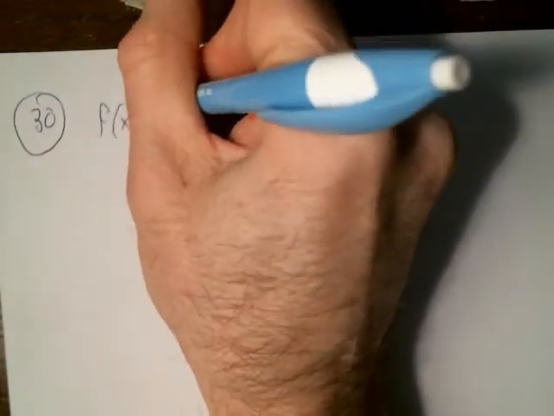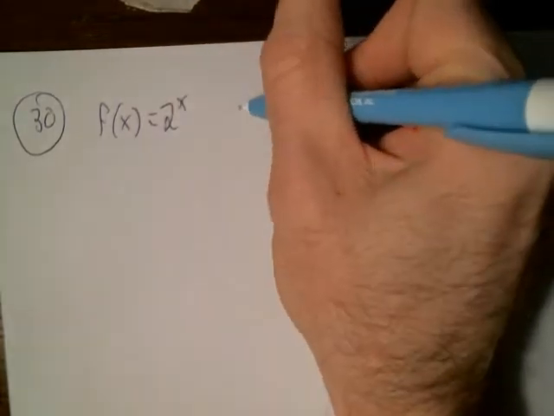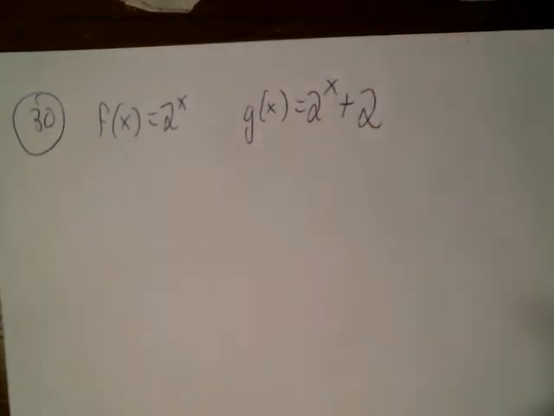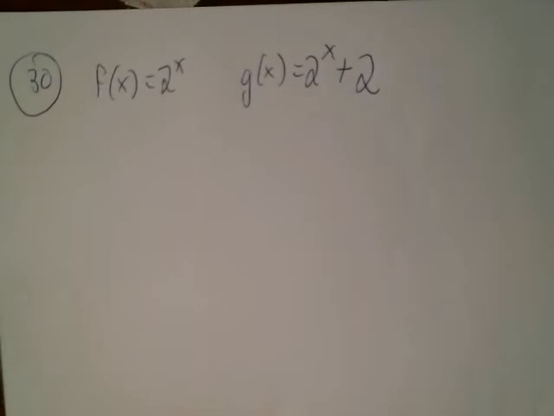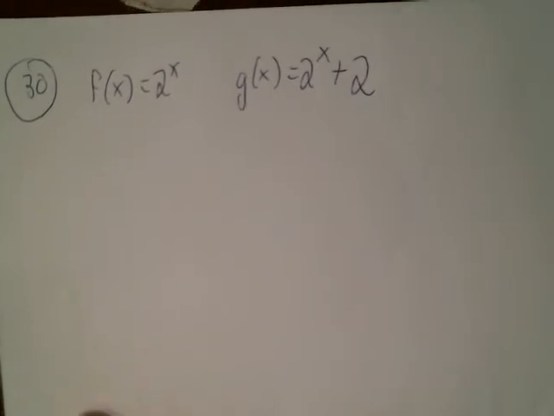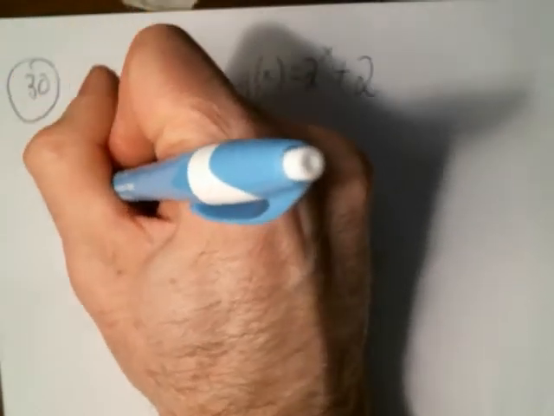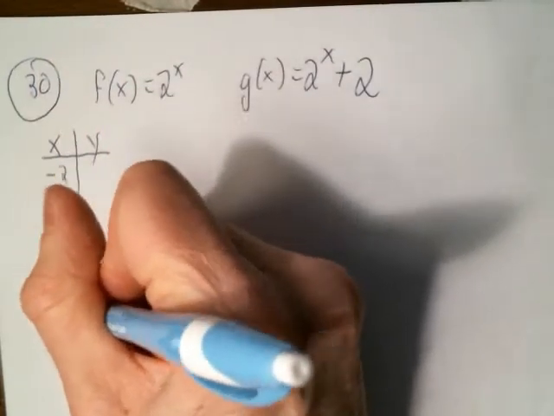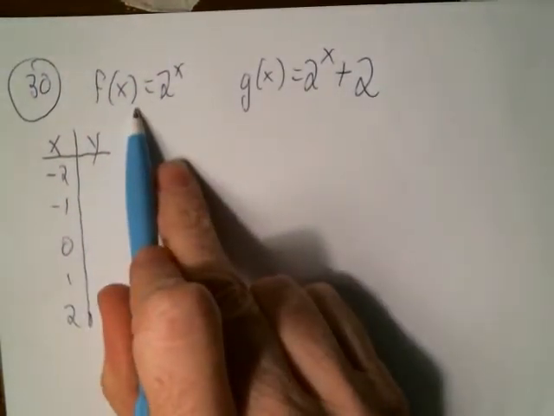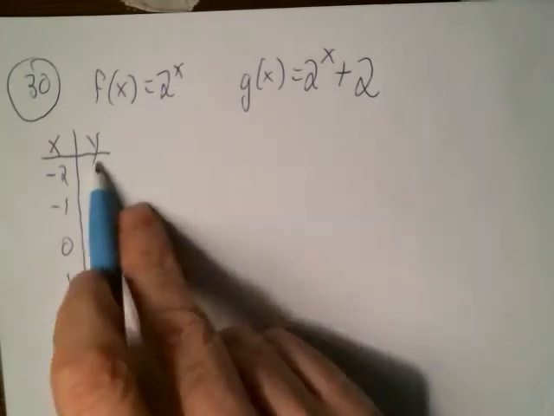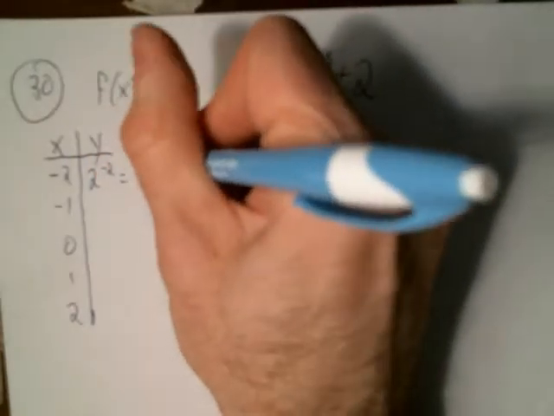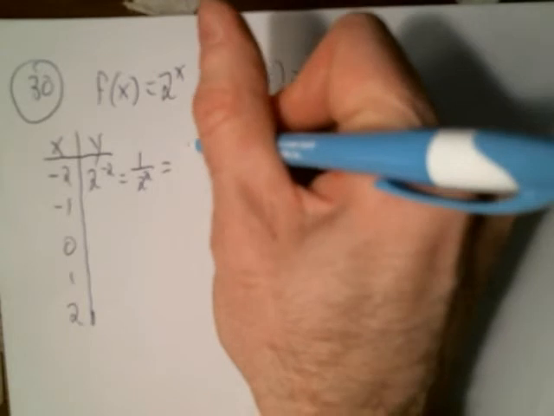So problem 30, they want you to graph f of x equals 2 to the x and g of x equals 2 to the x plus 2. If nothing else, you can always do tables. So I'll try -2, -1, 0, 1, 2. And first I'm getting my table for 2 to the x. So I'll plug -2 in for x, and I'll have 2 to the -2, which is the same as 1 over 2 to the 2, which is the same as 1 over 4.